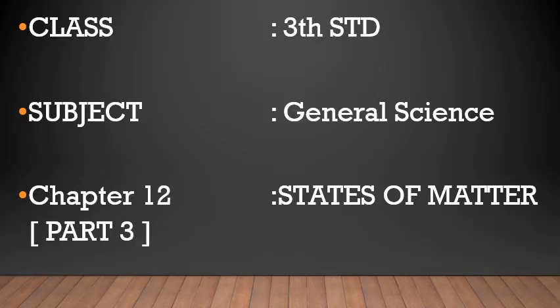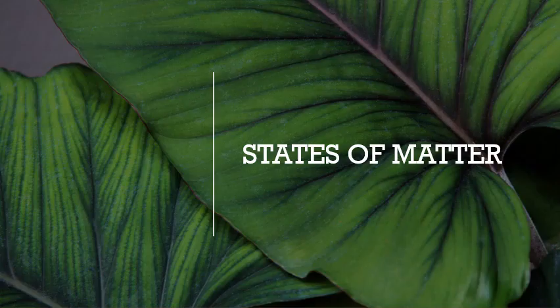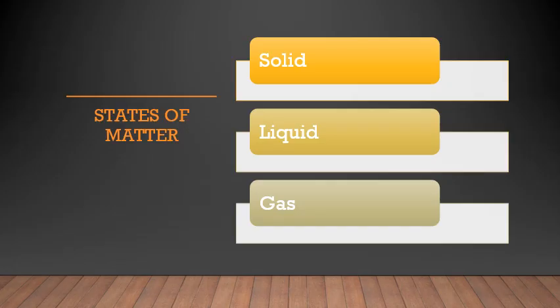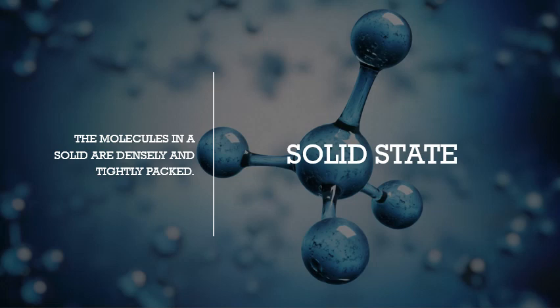The following video is for class 3, subject General Science, chapter 12, States of Matter. So in this lesson, we learned that all matter is made of small minute particles called molecules, and the arrangement of these molecules defines the state of the matter. That means in which state it is, whether it is in the solid state, liquid state, or gaseous state. So to begin with, we'll just revise what we did in the previous videos.